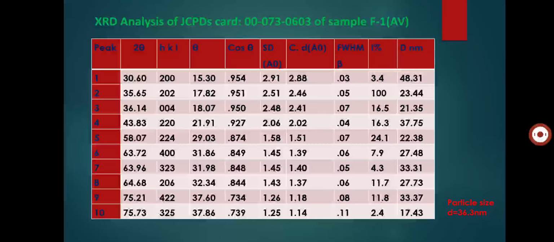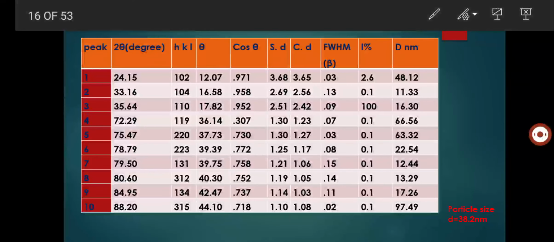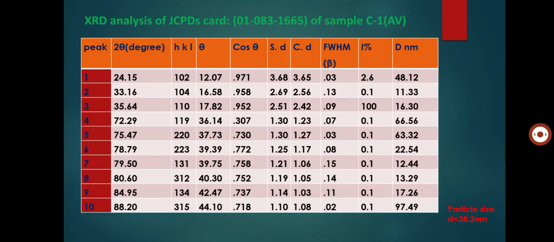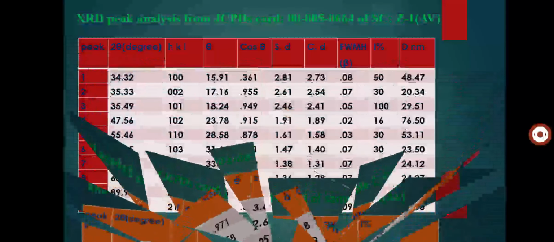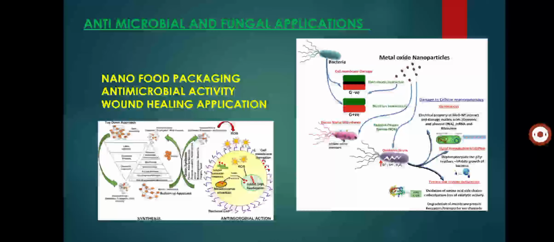Here is some XRD analysis with the JCPDS card of the sample iron oxide nanoparticles. Here is the zinc oxide. I basically calculated it with X'Pert HighScore software. HighScore software is basically used to calculate the exact size and shape, which determines the average particle size. So, antimicrobial and antifungal applications: nano food packaging, antimicrobial activity, and wound healing application.